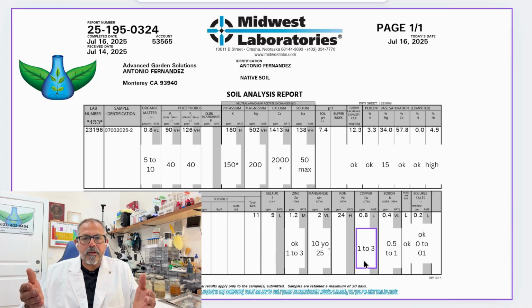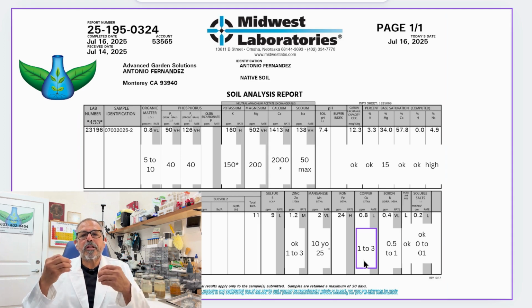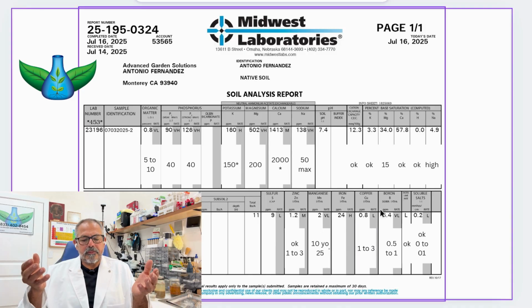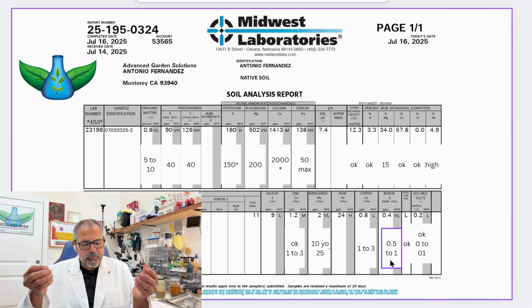Copper is another one of those micronutrients that plants need in small amounts in order to properly carry out their functions. Next, we have boron. In this sample, we have 0.4 parts per million, when it should be between 0.5 and 1 parts per million. So we're below the ideal range.